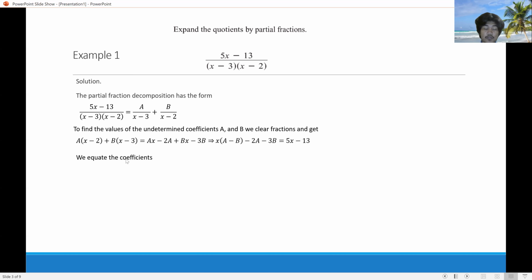And then we compare the coefficients. We get a plus b is equal to 5 and minus 2a minus 3b is equal to minus 13. Then we add equation 1 multiplied by 2 to equation 2 to get b is equal to 3, and a is equal to 2 by plugging b into equation 1. And so we can write the partial fraction of 5x minus 13 over (x minus 3) times (x minus 2) as 2 over x minus 3 plus 3 over x minus 2.